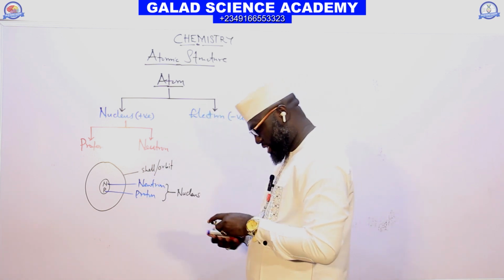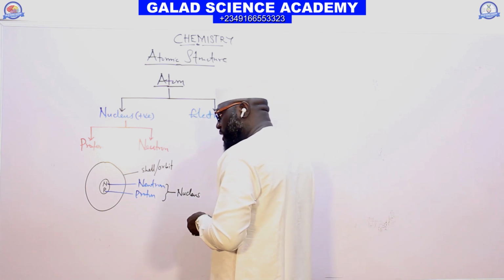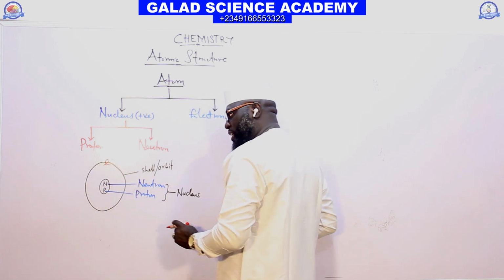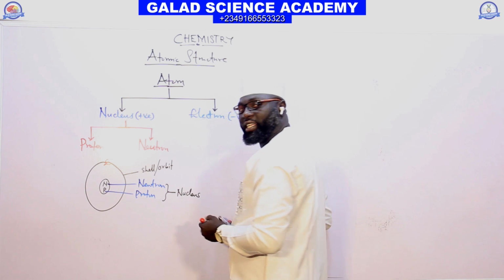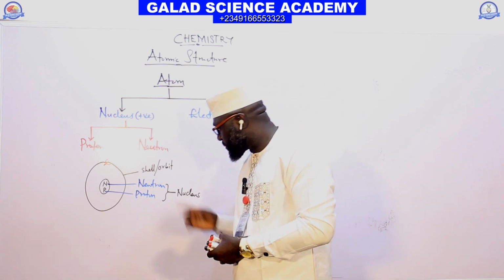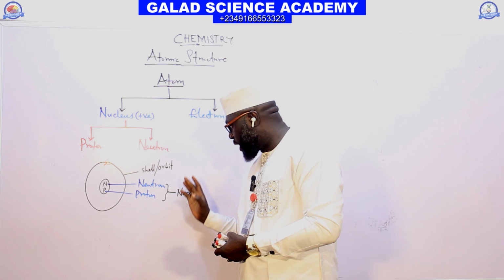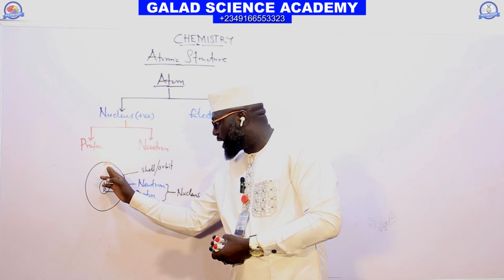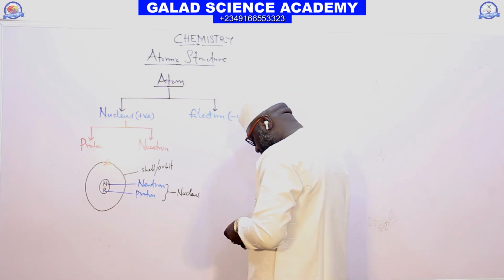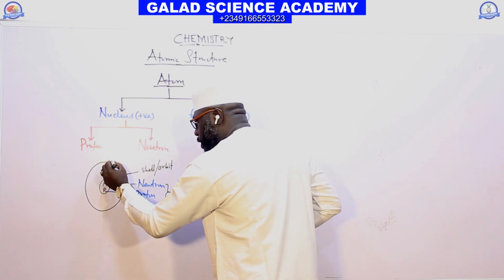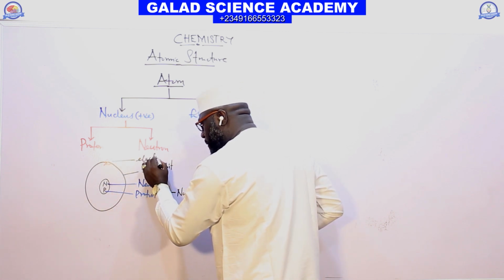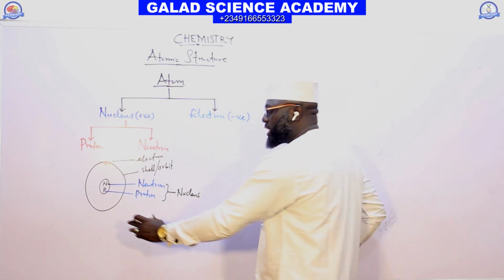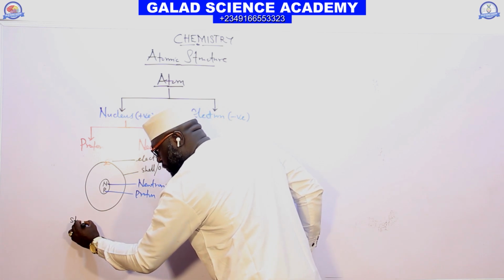This orbit is a region in the atom where electrons can be found. So this is the electron, and the electron orbits the nucleus. The nucleus is composed of neutron and proton, and this E represents the electron, which is moving around the shell. So this is a typical structure of an atom.